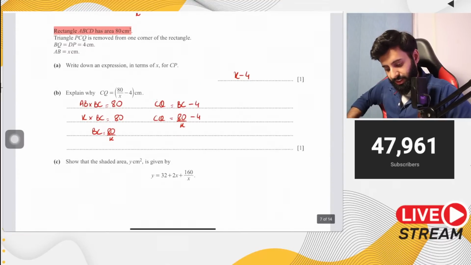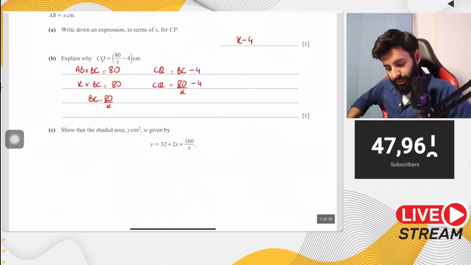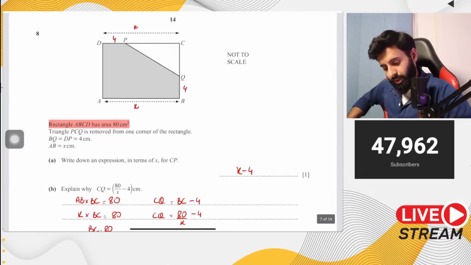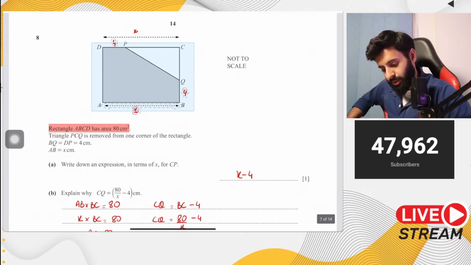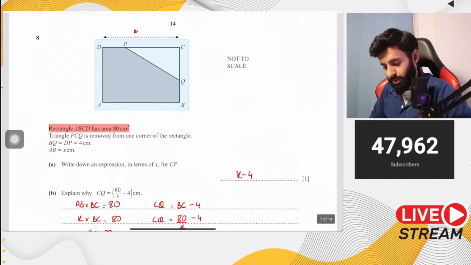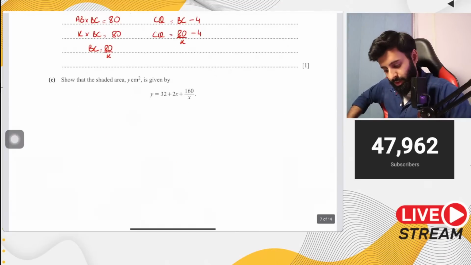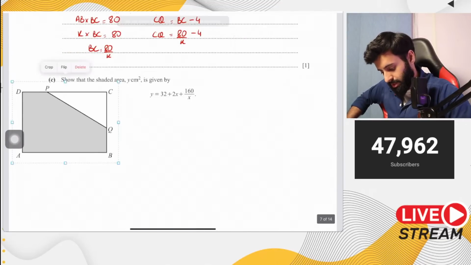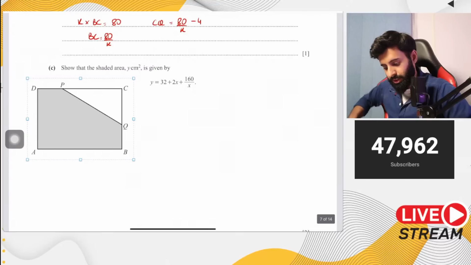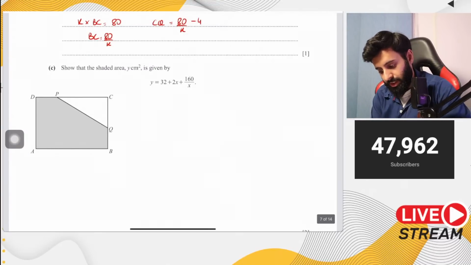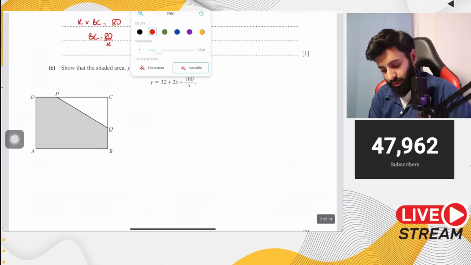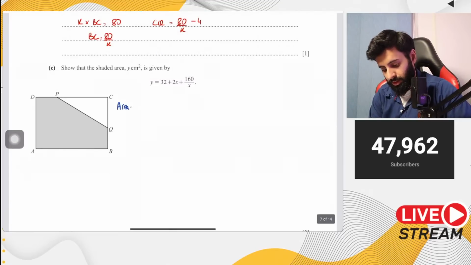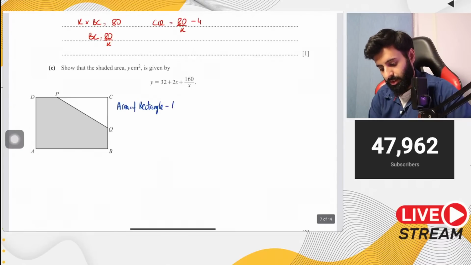Then part C. Part C says show that the shaded area y centimeter square is given by so and so. Again, the question is nice in the sense that it has made us do all the hard work. Now all we have to do is use what we have found already and prove a certain equation. Have a look at the marks as well. This is a 3-mark question, so there is a decent amount of working required. So the area of the shaded region will be found by taking the area of the rectangle minus the area of triangle PCQ.